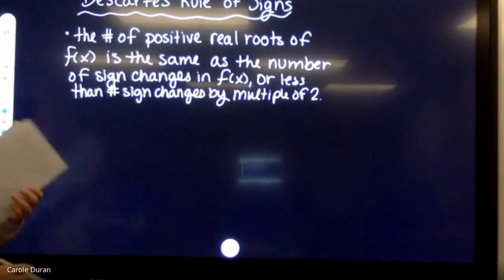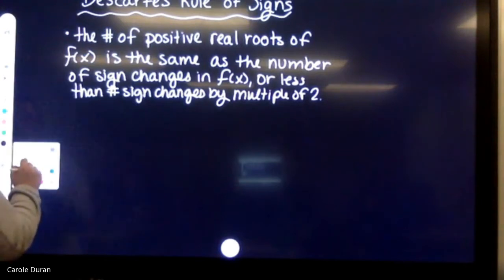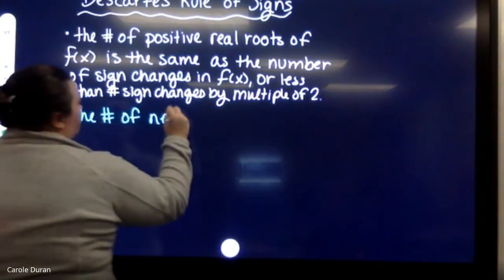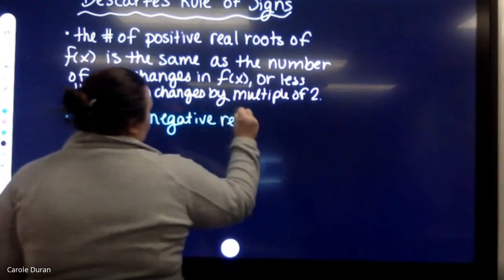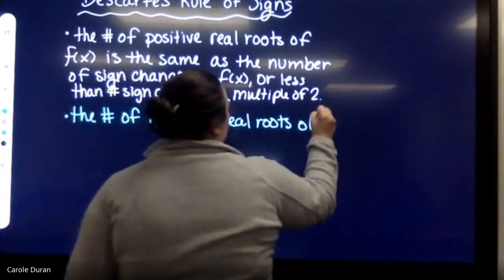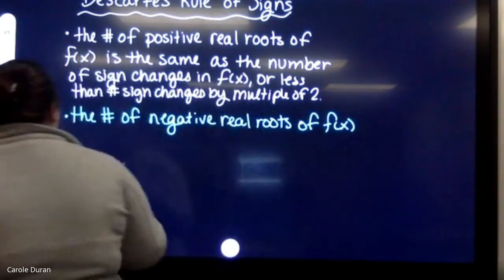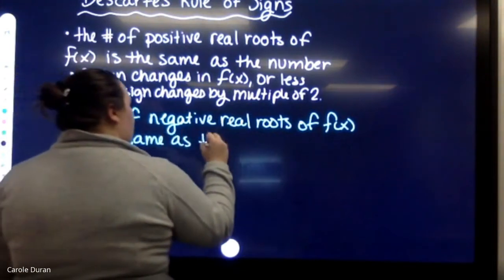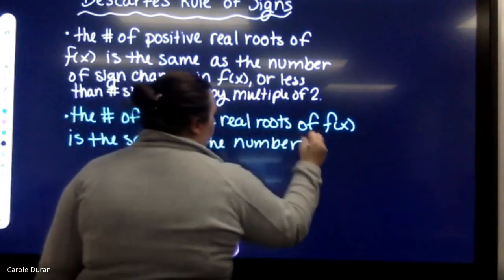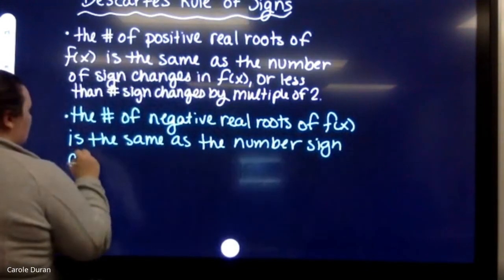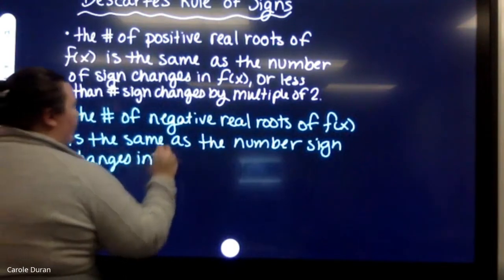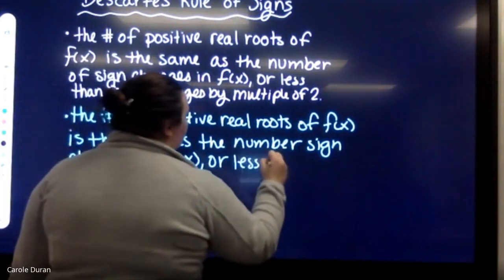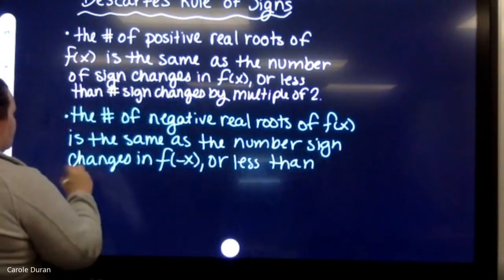We also have a rule for the number of negative roots. And that is that the number of negative roots of my polynomial is the same as the number of sign changes in my polynomial evaluated at negative x. If it's not equal to that number of sign changes, then it's less than the number of sign changes by a multiple of 2.